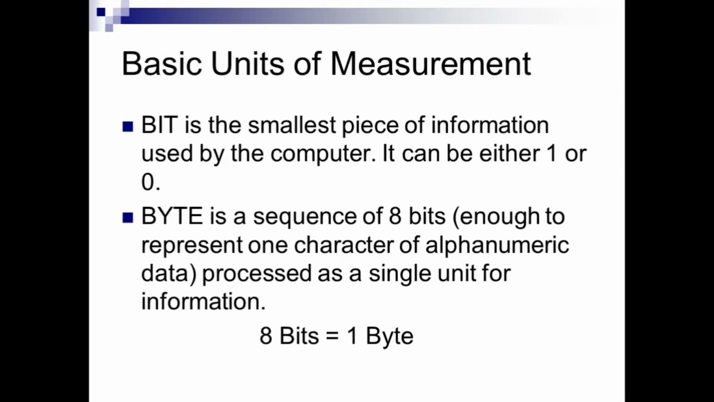Now, basic units of measurement. Bit is the smallest piece of information used by the computer. It can be either 1 or 0. Byte is a sequence of 8 bits, enough to represent one character of alphanumeric data, processed as a single unit for information. 8 bits equal to 1 byte.